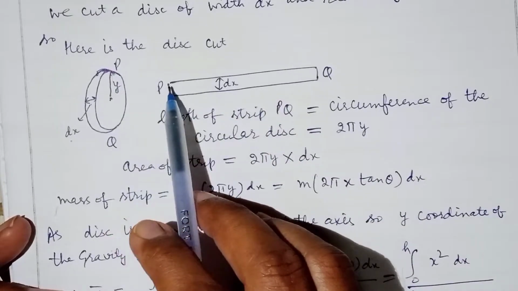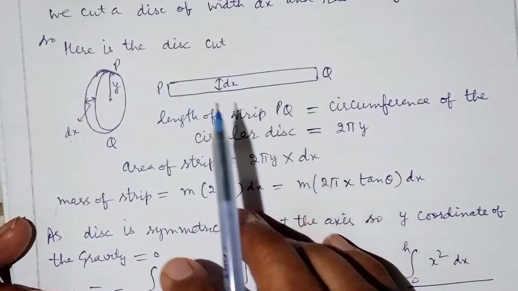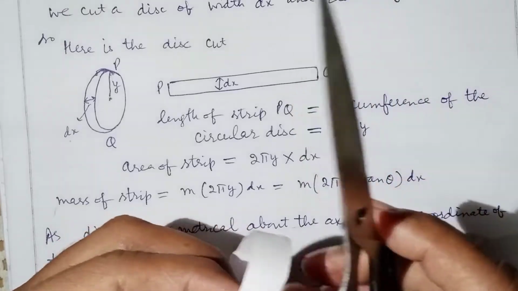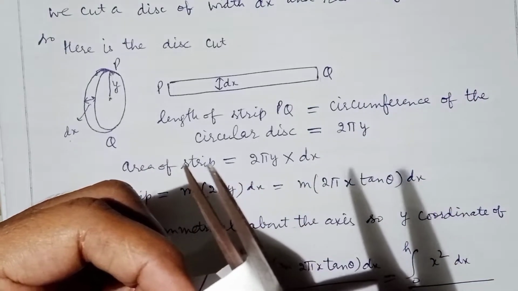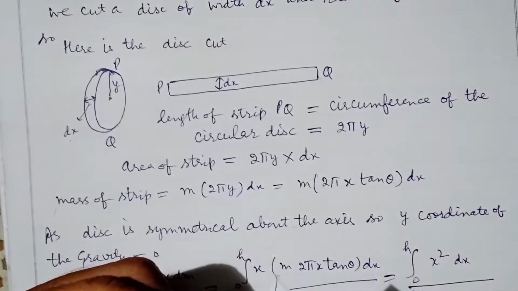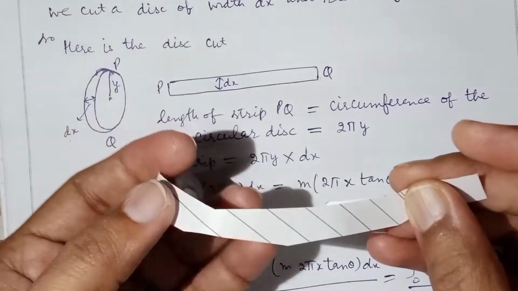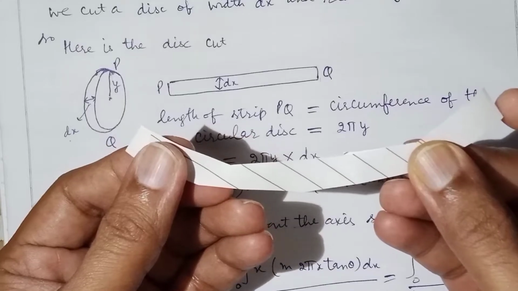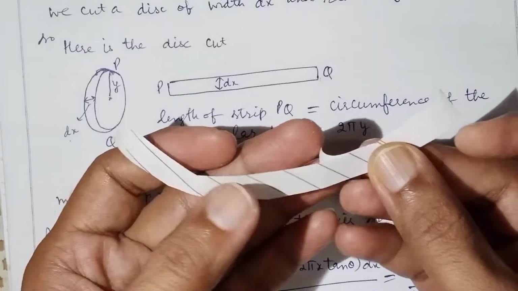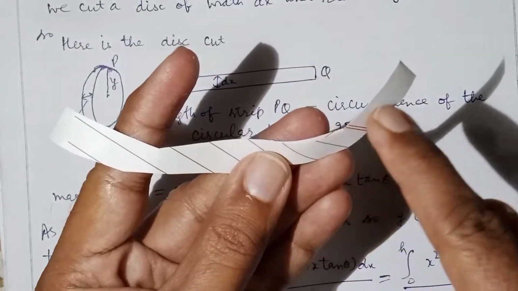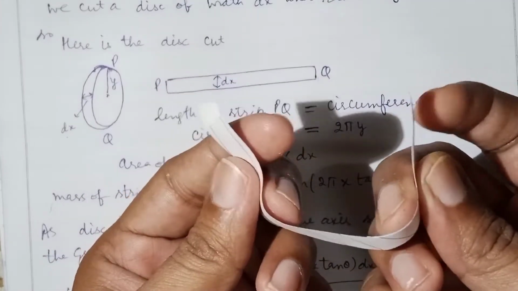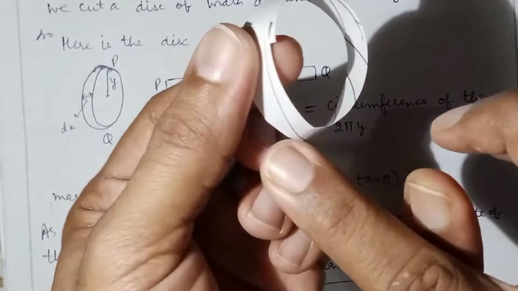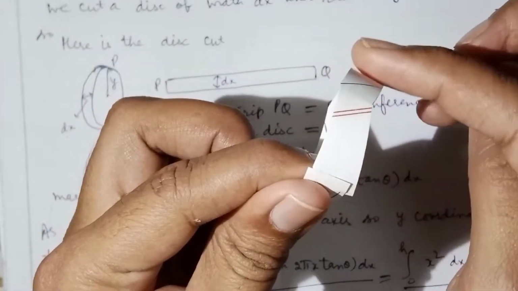Right. I have shown this disc in the form of a strip by cutting it. Let us see. When we cut it, this is how it will appear. Suppose I cut it from this point and look at it. It is in the form of a strip. Width of the strip is dx. And what about the length of the strip? Tell me. What about the length of the strip? It is in fact the circumference. Right. This is the circumference of the disc. It is in fact a surface area of the disc.